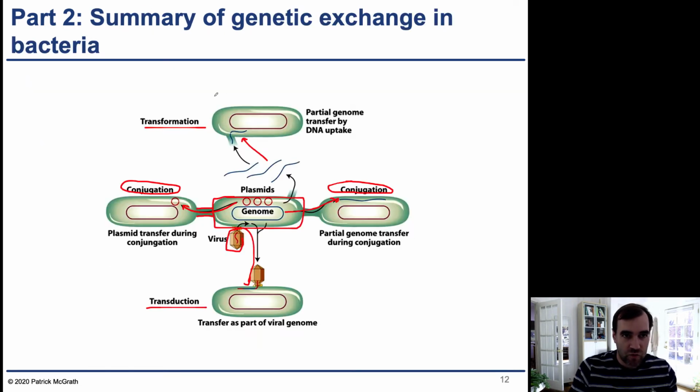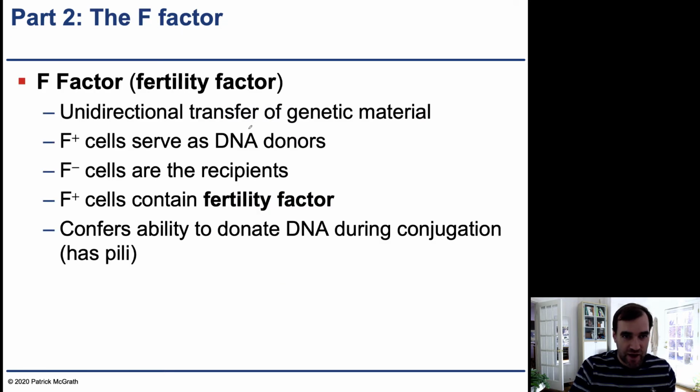So part two, we're going to first talk about conjugation. Conjugation was discovered through study of a factor called the F factor. F stands for fertility, and this allows for the unidirectional transfer of genetic material. So a little parlance: F plus cells serve as DNA donors. F minus cells are the recipients.